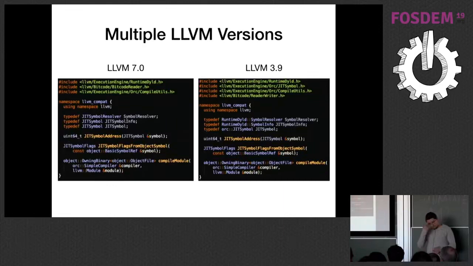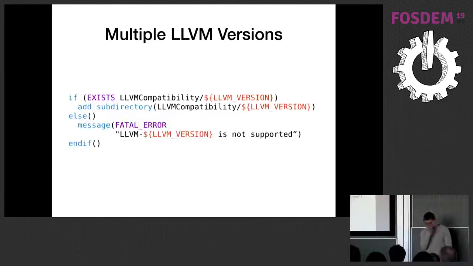The other approach is to use defines, like macros in your code base, like #if LLVM version less than 5 or something. It's still doable, but it's a bit messy, and just as a personal preference, I like the first approach more. In CMake, it looks like this.